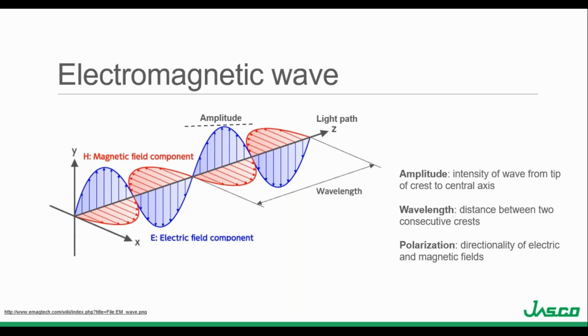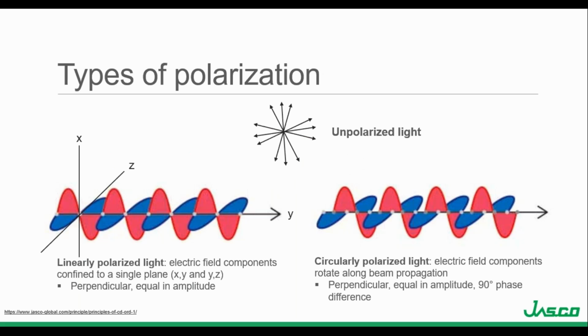So getting into CD, electromagnetic waves contain electric and magnetic field components that oscillate perpendicularly in the direction of a light beam's propagation. There are three main properties of an electromagnetic wave: the amplitude, the wavelength, and the polarization. The amplitude is the intensity of the wave from the tip of the crest to the central axis. The wavelength is the distance between two consecutive crests. And the directionality of the electric and magnetic fields is going to define a wave's polarization.